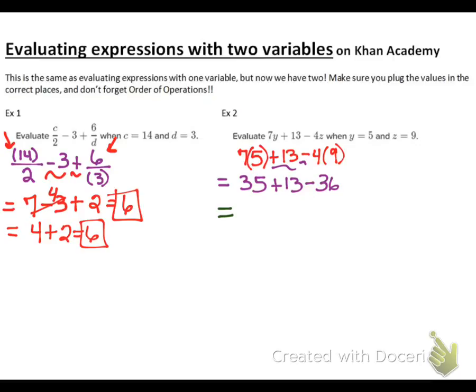So if I'm doing my addition and subtraction going from left to right, what's 35 plus 13? So we're going to have 48. And then I drop down my minus 36. Or you can do it all in one step and solve. Then what's 48 minus 36? 12. That's your final answer.